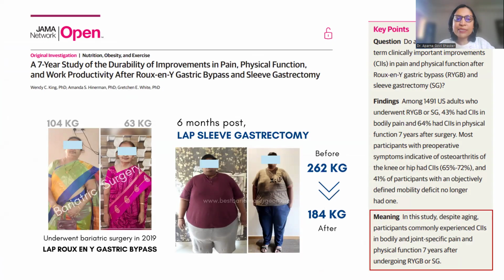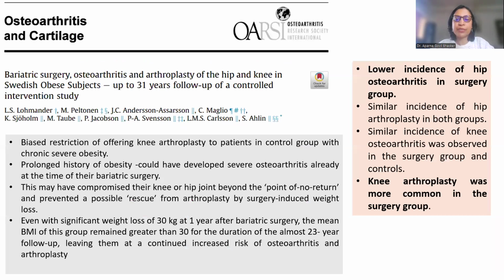When we talk about joint-specific improvement, this study was a 7-year study of the durability of improvement in pain and physical function, and it was seen that despite aging, participants experienced significant clinically important improvement in body and joint specific pain and physical function even after 7 years of surgery.